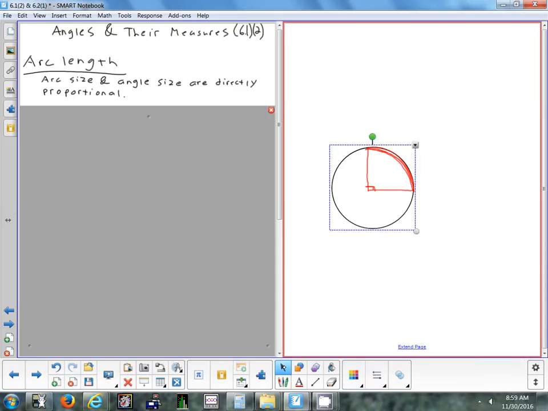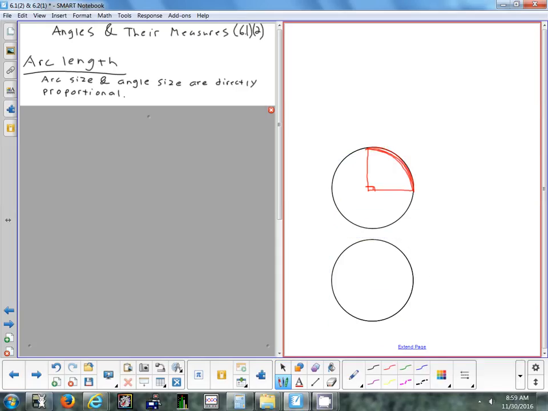Right? Now, if I take same size circle, and now instead of a 90-degree angle, I'm going to double the size of my angle. Okay? I'm going to make it 180. Now that's the size of the arc. So since I doubled the size of the angle, what happened to the size of the arc? It doubled. Okay? That's what it means to be directly proportional. If I made this angle half as big, I would make the arc half as big. Right? So size of the angle and size of the arc are directly proportional. Any questions on that?